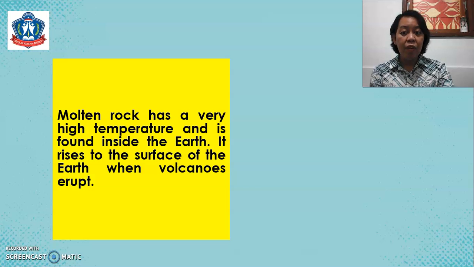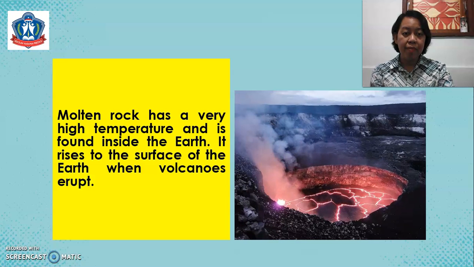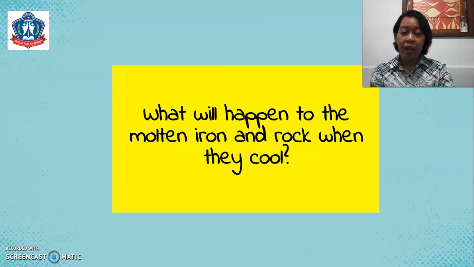Molten rock has a very high temperature and is found inside the earth. It rises to the surface of the earth when volcanoes erupt. Look at the picture. What will happen to the molten iron and rock when they cool? What do you think? So this will be your homework, and let's share and discuss your answers during our Zoom meeting.